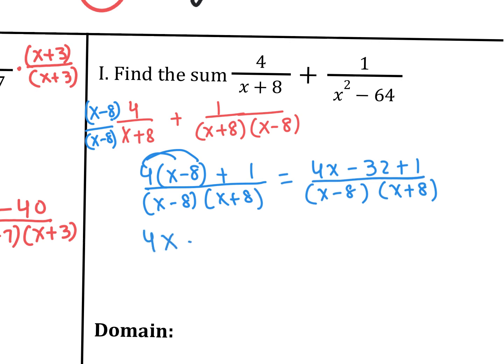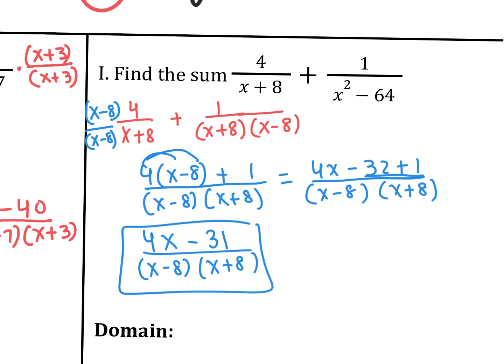4x minus 31 over x minus 8, x plus 8 is your answer. So the domain is x is not negative 8 or 8.